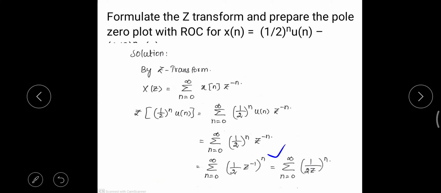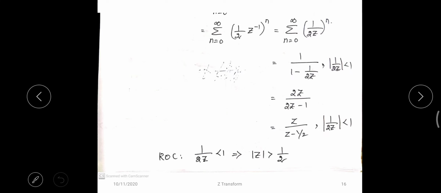Now you can apply the geometric series formula. This is applicable only when the magnitude of a is lesser than 1. Here a represents 1 by 2z. So the formula says whenever the summation n is equal to 0 to infinity of a power n, it will be written as 1 by (1 minus a). Here the a value is nothing but 1 by 2z. Now by simplification I am getting the Z transform of (1 by 2) whole power n u of n is nothing but z by (z minus 1 by 2).